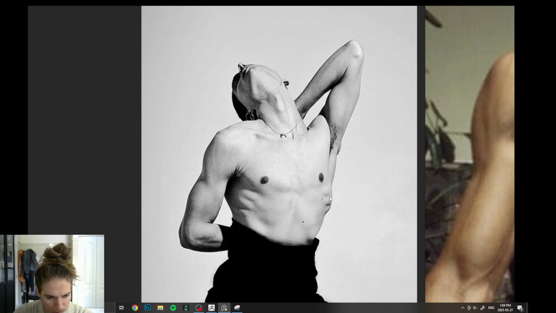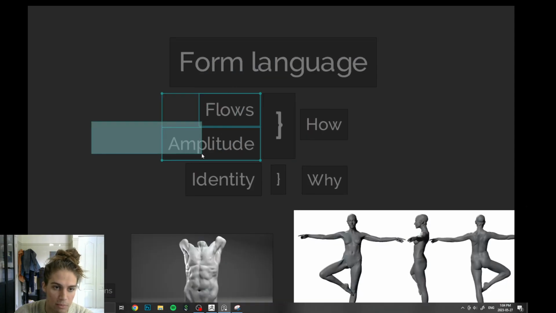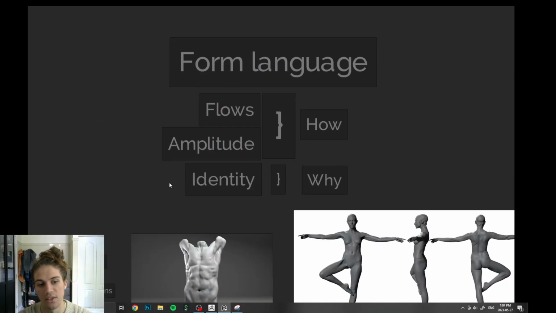But in the past year, I tried to break down form language in three tools that I use when I sculpt. And so I'm gonna share that with you guys. These are the flows, the amplitude, and the identity. These are the three tools that I use when I'm sculpting. This is how I reflect on my form and how I try to critique everything. So it might also be useful for you guys.